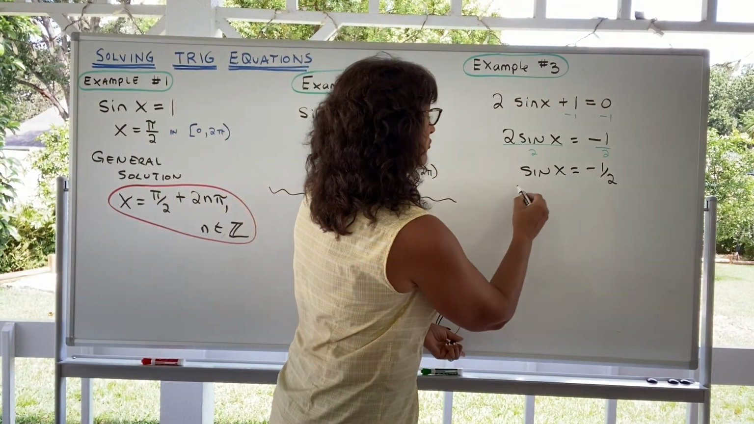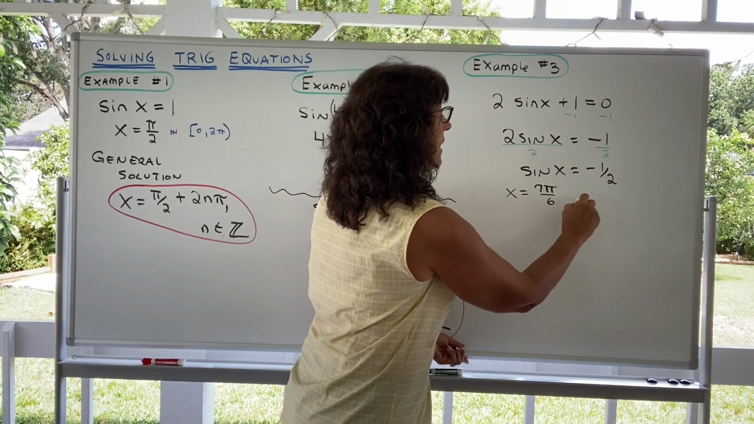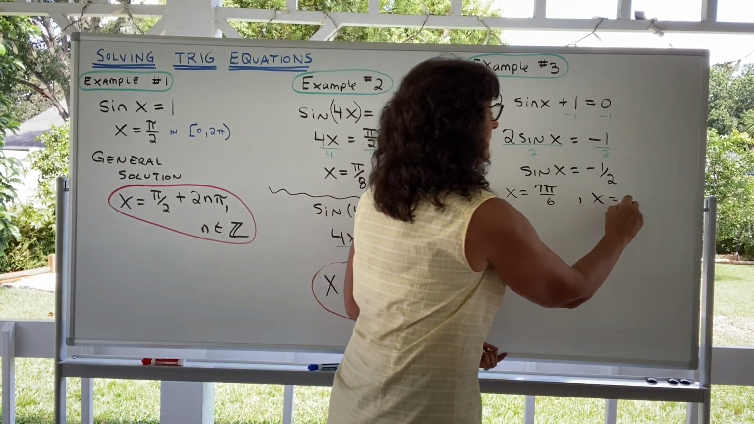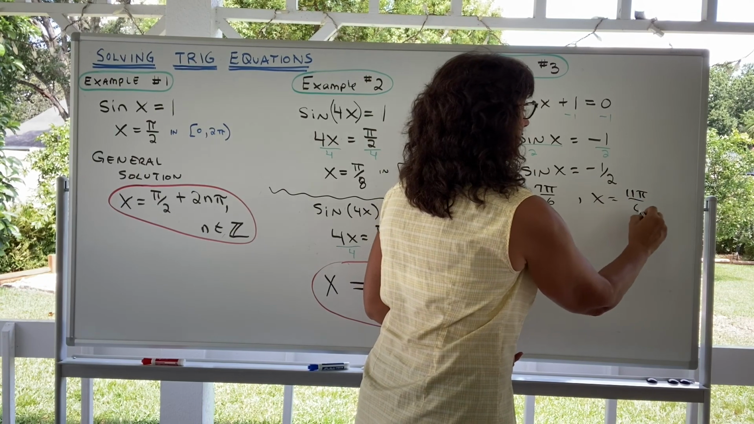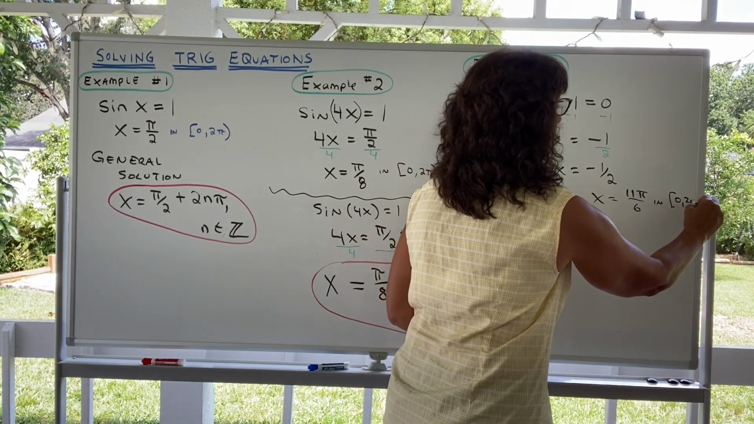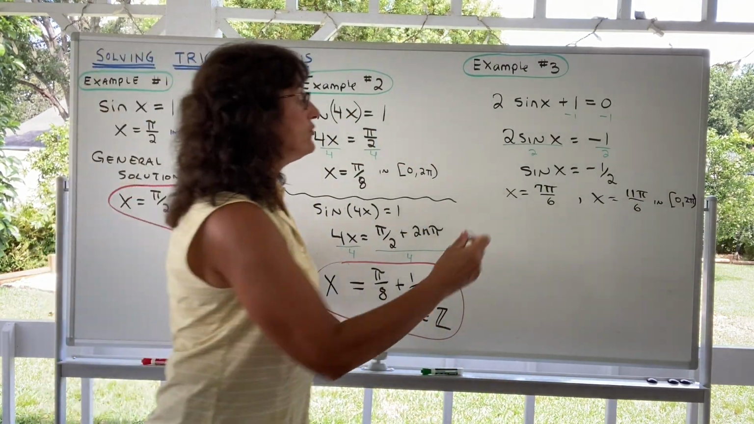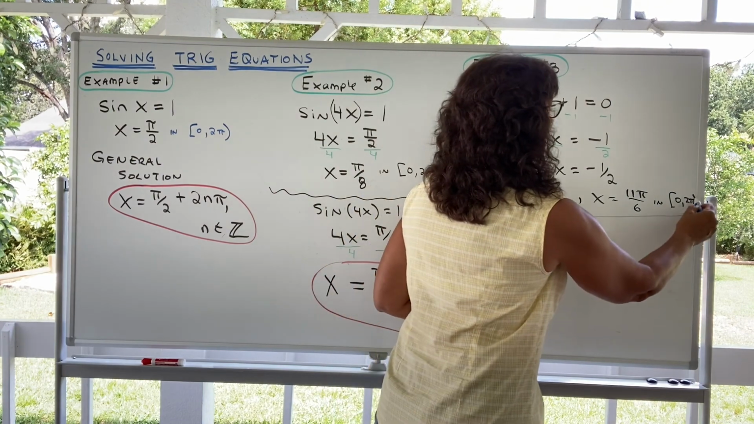So when is this a true statement? When x is equal to 7 pi over 6, when x is equal to 11 pi over 6. And this is when we're working in the interval 0 to 2 pi. So these would be your answers in the interval 0 to 2 pi.